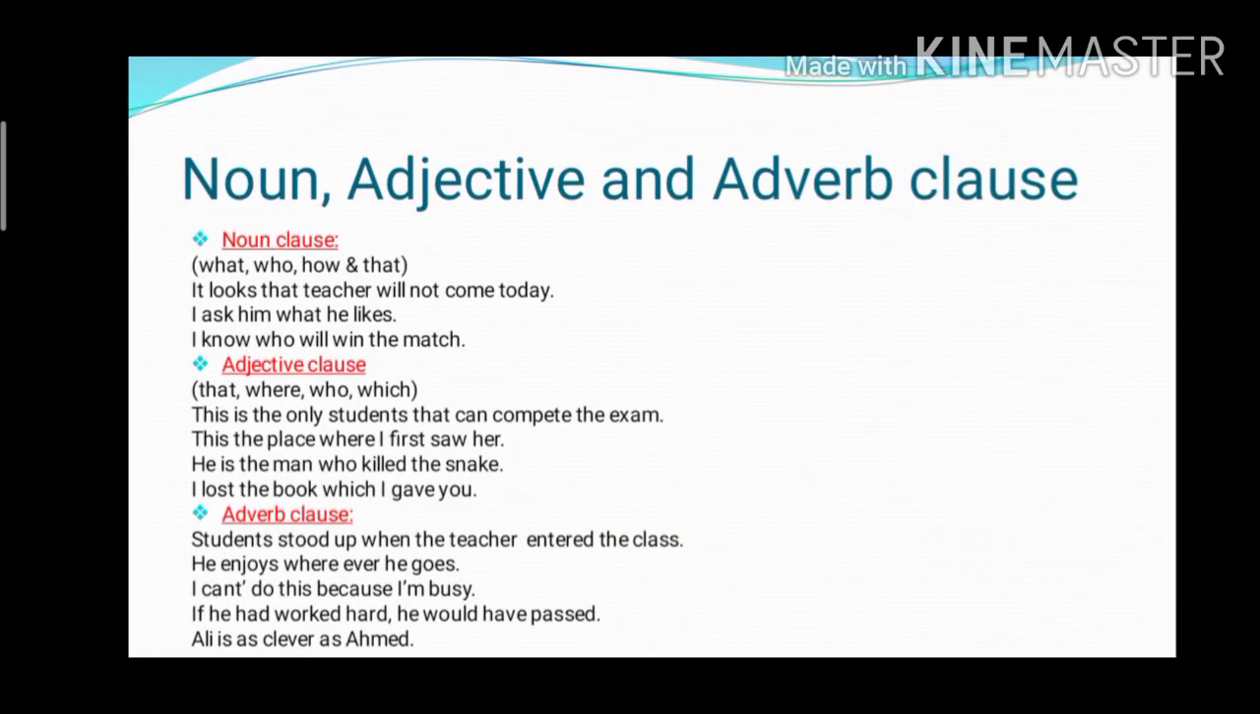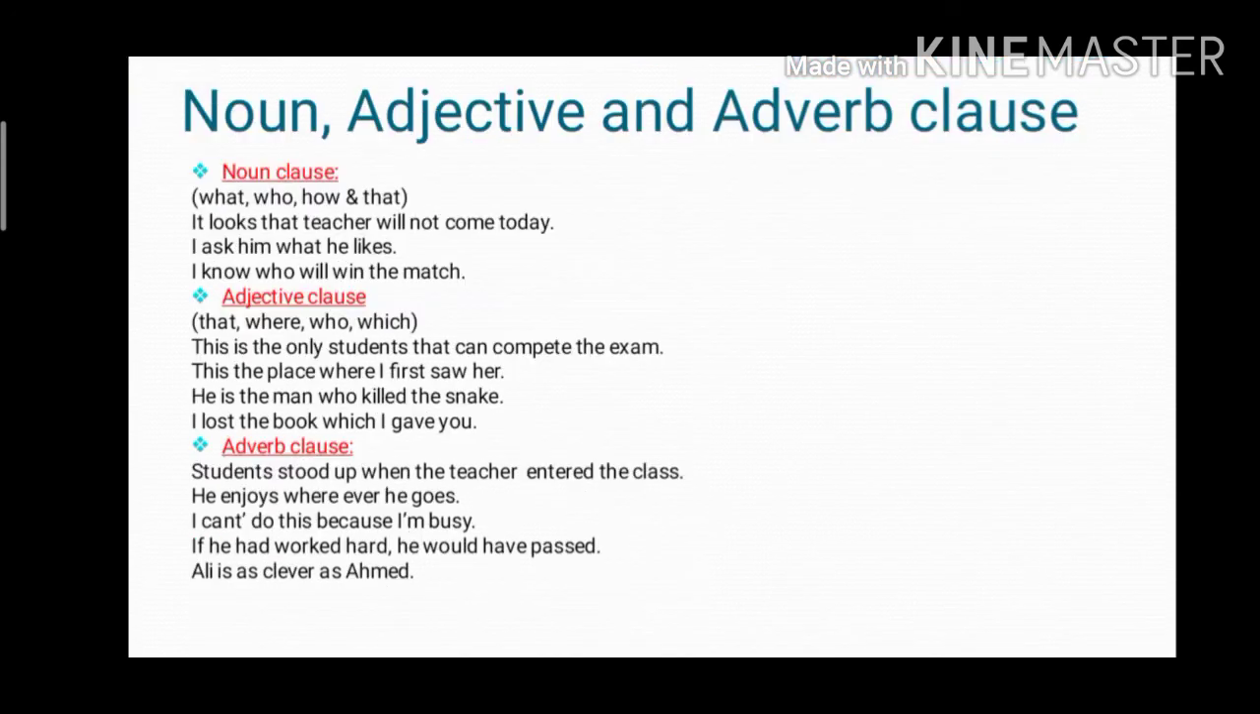Guys, now clauses are of three types: noun clause, adjective clause and adverb clause. A noun clause logically can be made with these words: what, who, how and that. Through these examples, we will further notice how we should recognize a noun clause. Here, it looks that teacher will not come today. Here, our second clause is teacher will not come today.